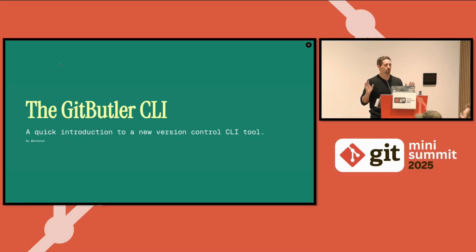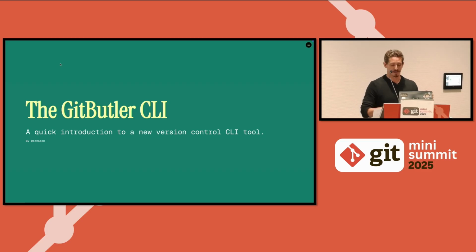If you don't know GitButler, GitButler is a new version control tool we've been working on for a couple of years. We've stolen a lot from JJ. So if you use Jujutsu, we've taken a lot of stuff from you. Anyways, if you haven't used GitButler, it is a version control tool.